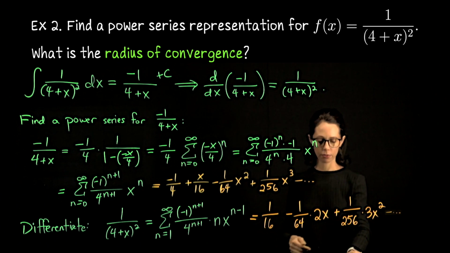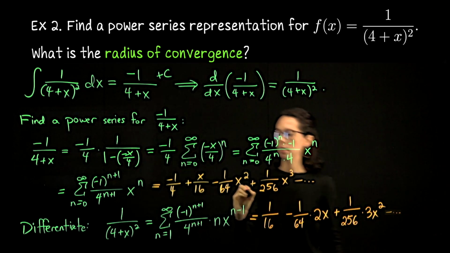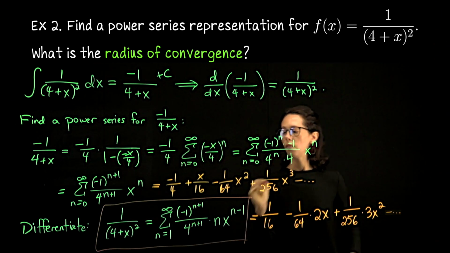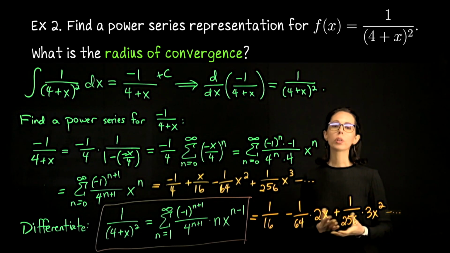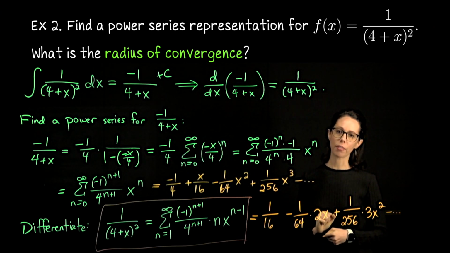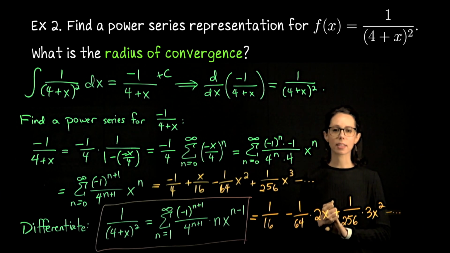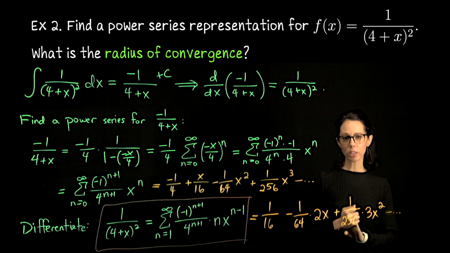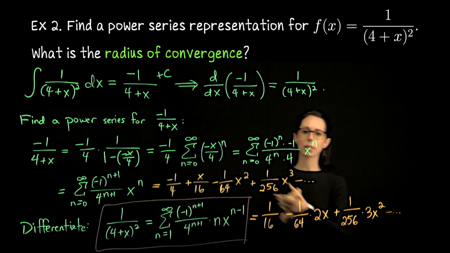Okay, so this right here, after all is said and done, is the power series representation for the function 1 over the quantity 4 plus x squared, which we were able to get to because we recognized that this was the derivative of something that we already understood, namely a variation of our classic 1 over 1 minus x construction. The only remaining question to answer is what is the radius of convergence for this power series representation?